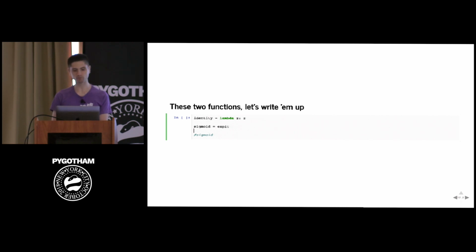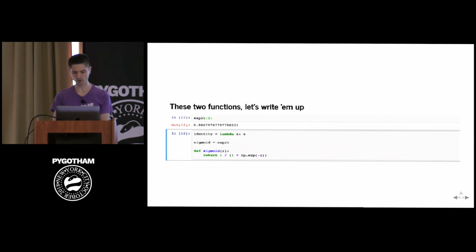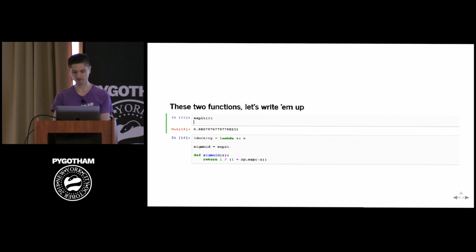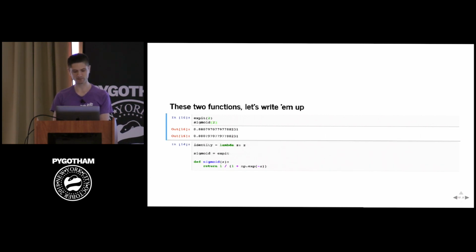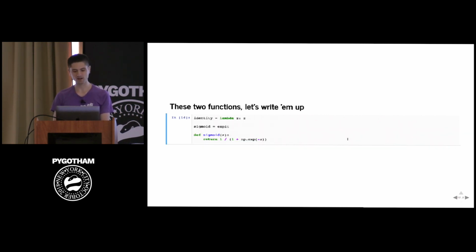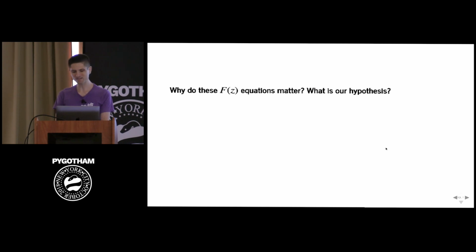The sigmoid function is actually available in SciPy as this expit function. But let's also write it up for the instructional value. Just copying from the equation we saw, that's what the sigmoid function is. And we can confirm that we haven't done anything crazy. Expit and sigmoid should produce the same output, and they do. OK, that's perfect. But why do these equations matter?